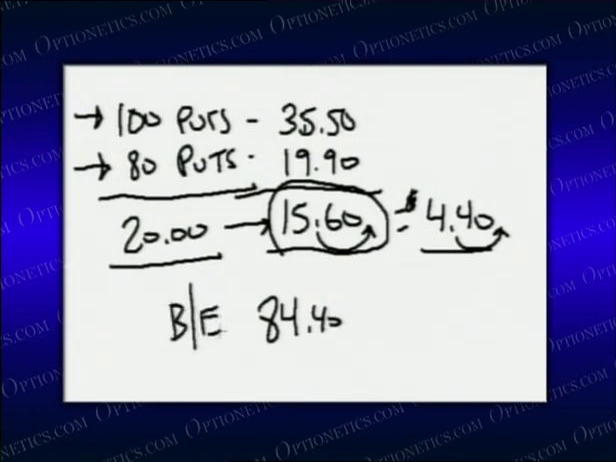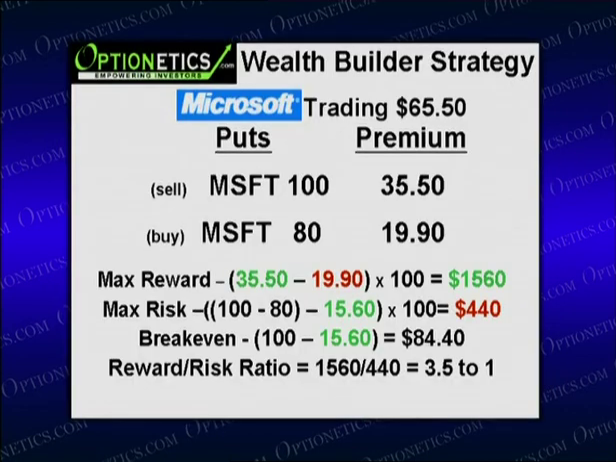And this is my break even to expiration. So where do I want Microsoft to be at expiration? At 8440 or above. Okay. So let me draw something out here, just because I think visually, this is the way I like to do things. I like to try to figure out, the stock right now was roughly at 65.5. Okay, so this is where Microsoft is.